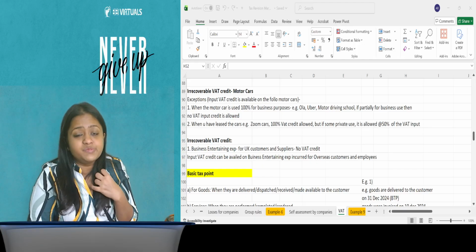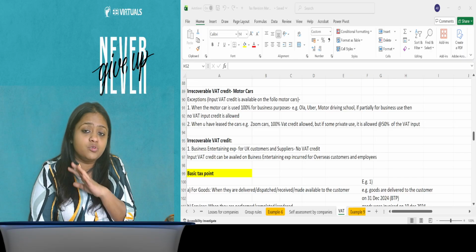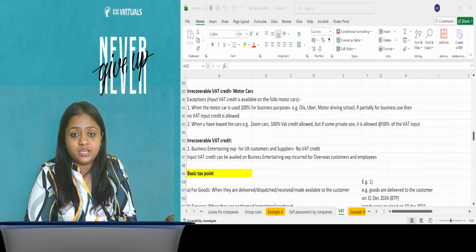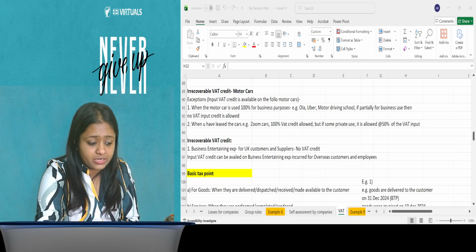Second, that is only for the motor cars for which we have claimed VAT credit like Zoom and all. If there is any personal use, then by default 50% will be disallowed directly. Okay, now next.